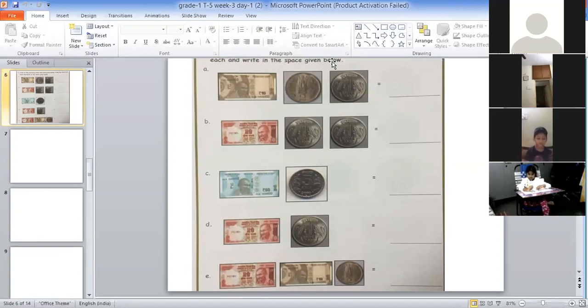So 30 plus 2, how much? After 30, count forward 2. 2 fingers like that. 31, 32. That's correct. So this is equal to 32 rupees.